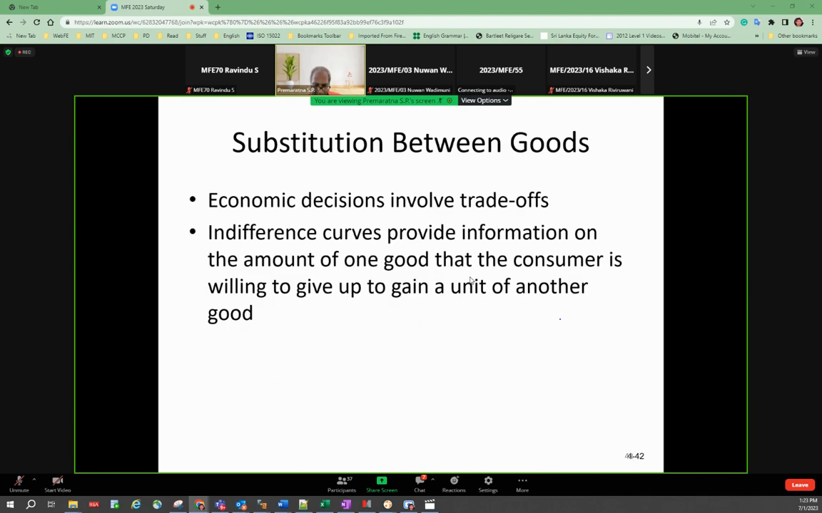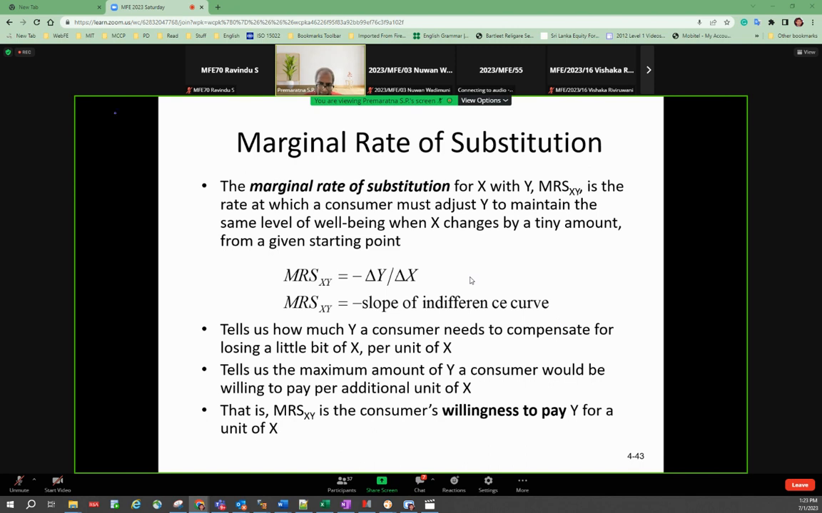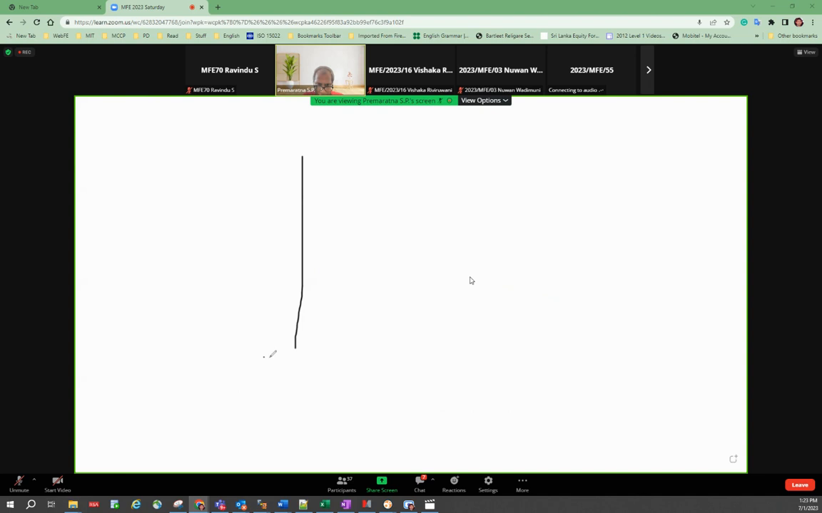I'll stop here, I hope, from last time. The important thing is the indifference curve we have to understand. It's also the slope. If you have the indifference curve, like an indifference curve like that.